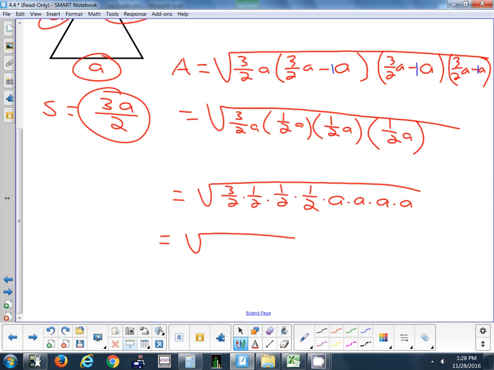Now to do your fractions, just multiply straight across the top. What's 3 times 1 times 1 times 1? 3. And what's 2 times 2 times 2 times 2? 16. And now, I think somebody kind of did this earlier when I asked about the perimeter. What's A times A times A times A? That's A to the 4th.